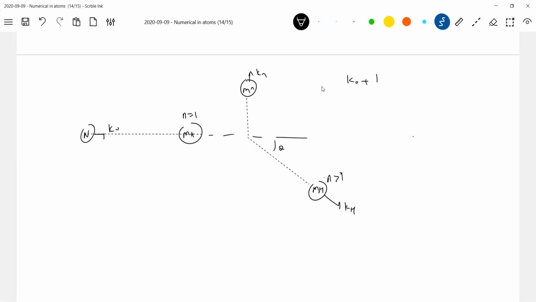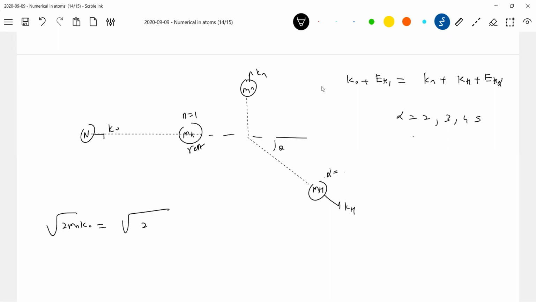K naught plus EH1, it is at rest, equals Kn plus Kh and the energy of hydrogen in a higher orbit. We'll write E alpha. What is alpha? Higher orbits here. Alpha will be greater than 1, where alpha equals 2, 3, 4, 5. So E alpha, I'll write it. This is the energy equation. Then what about the momentum equation? The momentum equation will be 2mn k naught is equal to 2mh kh cos theta.